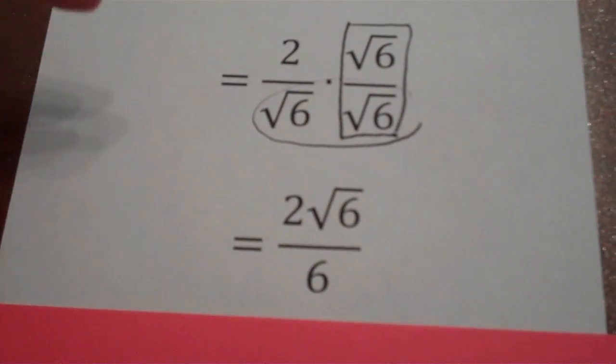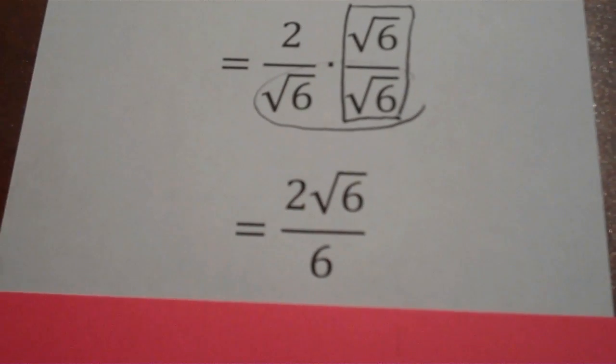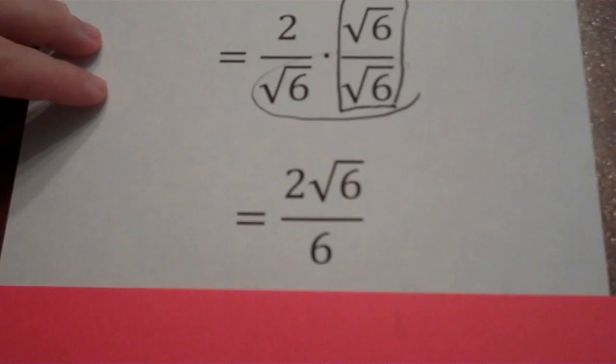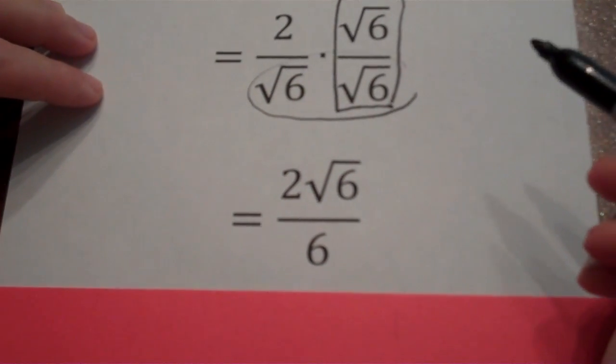The top is even easier. 2 times the square root of 6 is, well, frankly, 2 times the square root of 6. There's not a whole lot you can do there. If you stop here, though, you're going to lose half credit on the test, because remember, one of the things I'm going to always want you to do is to reduce your fraction.